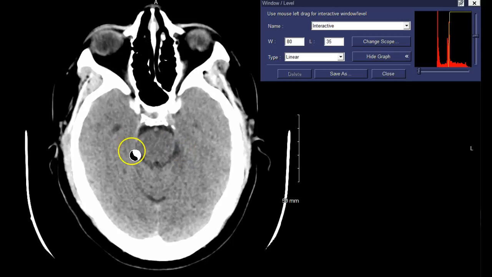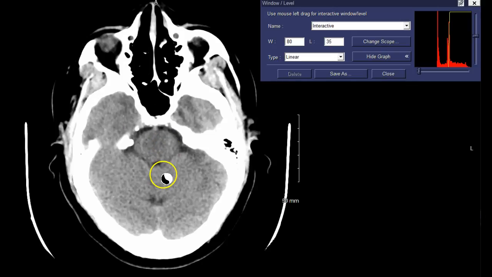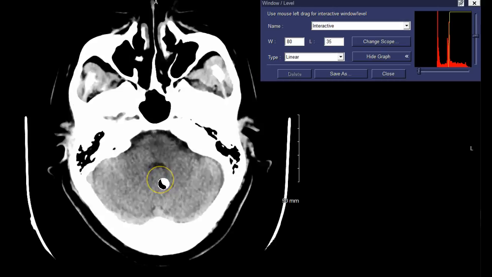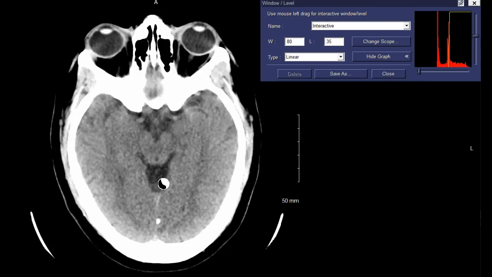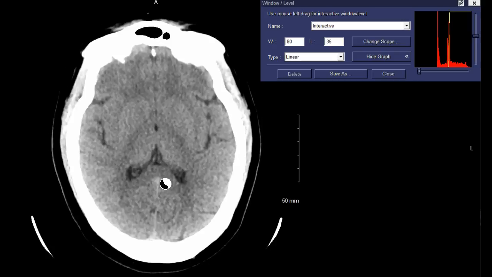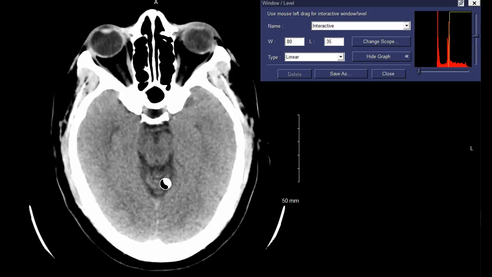You can see essentially the midbrain. You can see the cerebellum. So you can see a lot of those structures here on this particular window width and window level settings. But I want to show you essentially what it does as we manipulate things.